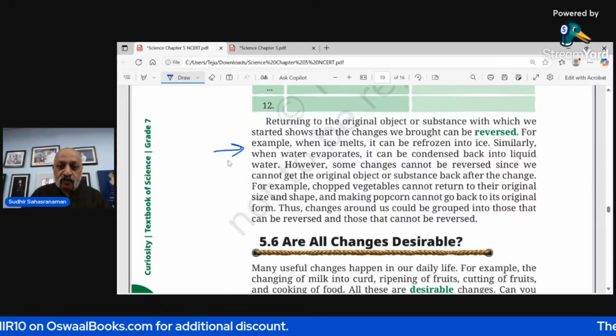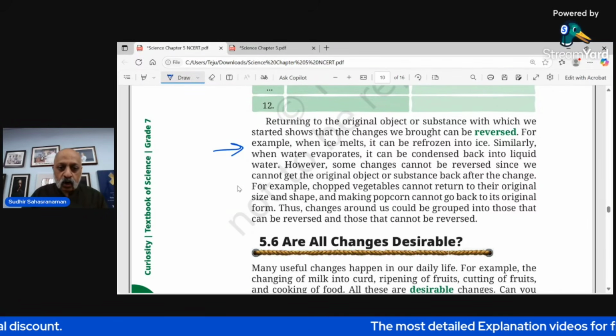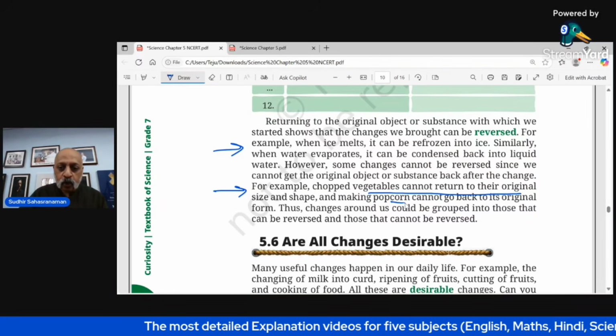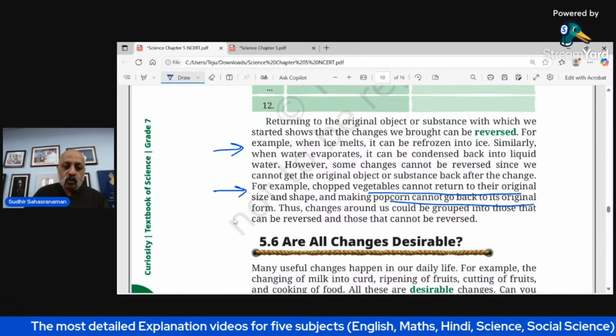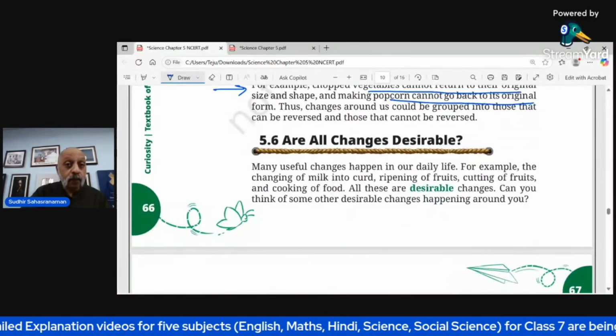Ice melts, it can be refrozen into ice by putting it in the freezer. But some changes are not permanent. For example, chopped vegetables cannot be returned to their original shape. Popcorn cannot go back to its original form. So those are the changes which are permanent.